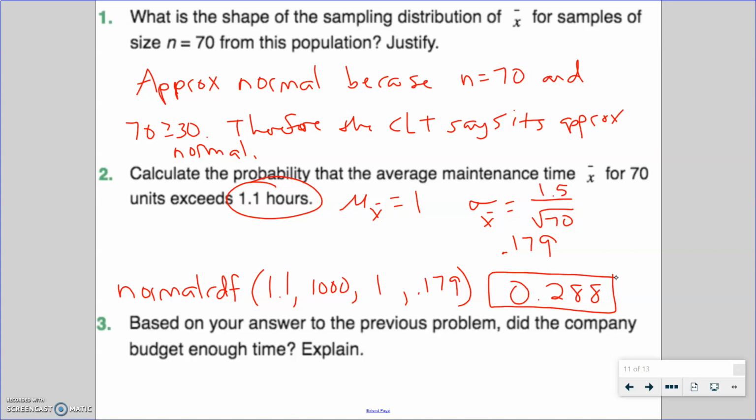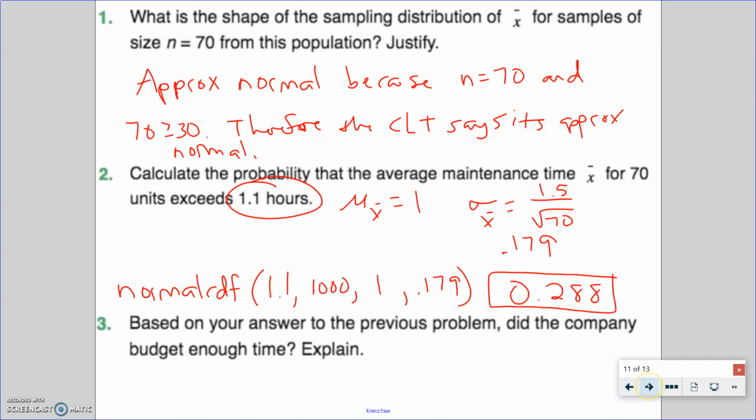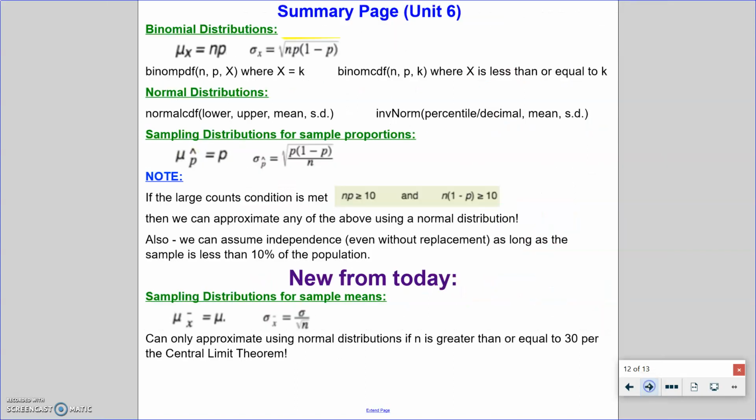Okay, all right, based on your answer to the previous problem, did the company budget enough time? So this is basically the probability that the time exceeds 1.1 hours, which is 2.8%. That's a pretty small probability. And so when they're asking, will this be enough time? The likelihood of needing more than 1.1 hours is only 2.8%. We briefly talked about how 5% is kind of the cutoff in statistics across the board. It is typically in other disciplines like biology as well. So since it's less than 5%, 1.1 hours should be just fine.